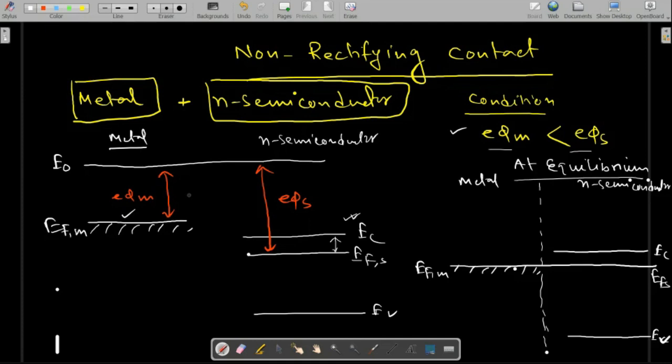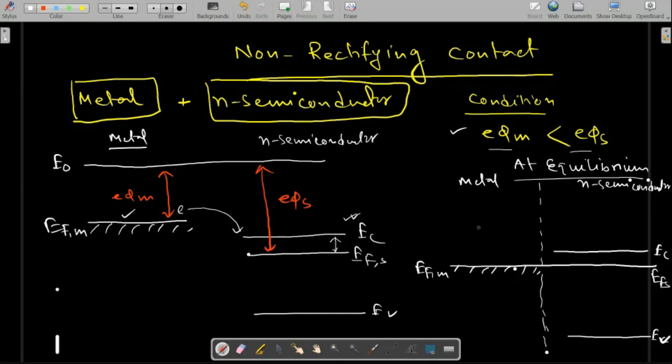But now in this case, in case of non-rectifying contact, see, the semiconductor side electrons are at lower energy level compared to the metal side. Then what will happen? Since the semiconductor side is at lower energy level, the electrons will be transferred from metal towards the semiconductor side, because the metal side is at higher energy level compared to the semiconductor side. So electrons will be transferred from metal towards semiconductor. Okay.